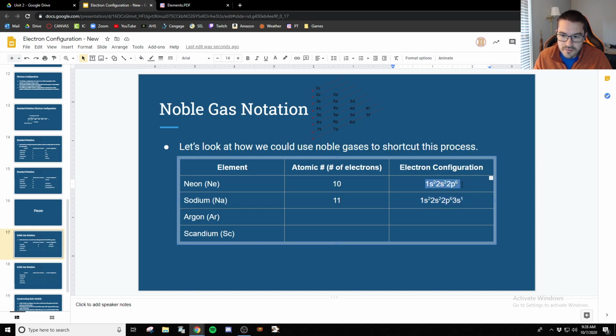This is the standard notation for neon. The question is, how can we use a noble gas to shortcut this process? How could we shrink this up a little bit so that we don't have to write quite as much?